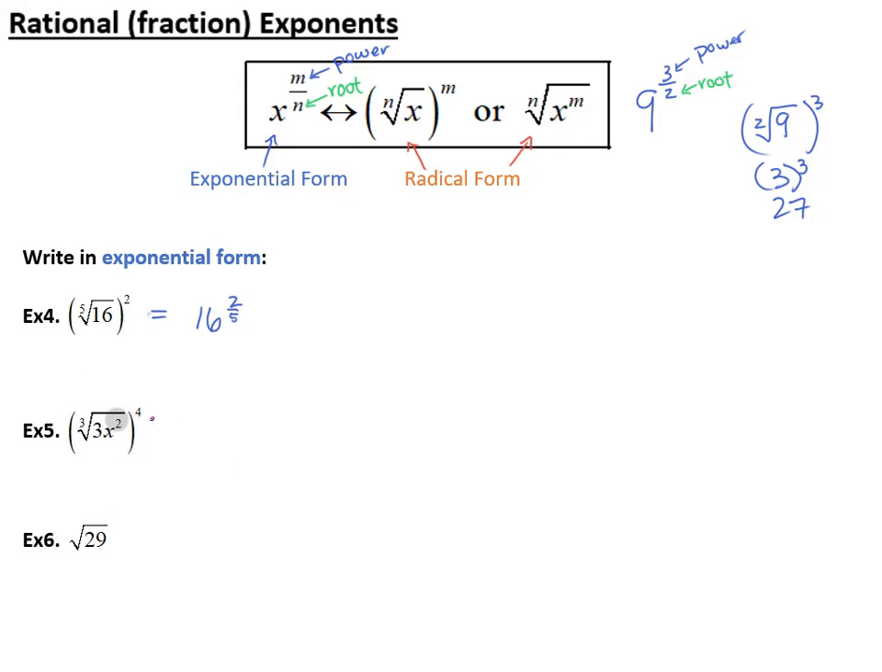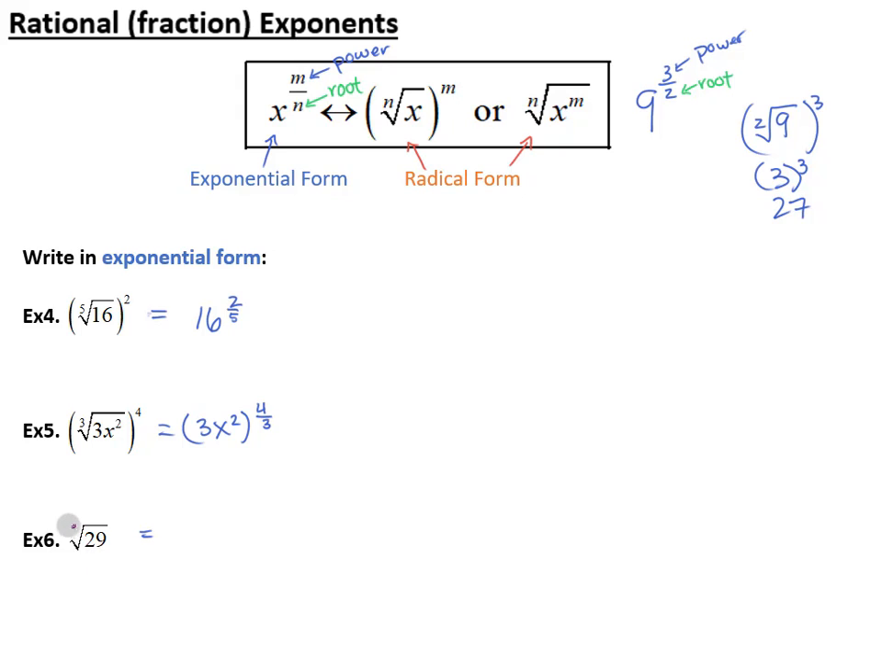Okay, very similar here. This time, though, we do have a whole expression inside of our radical. So we're going to need parentheses. Parentheses, the quantity 3x squared. Remember, our root goes in the bottom, and then the 4 it's being raised to goes in the top. 3x squared all to the 4/3 power.